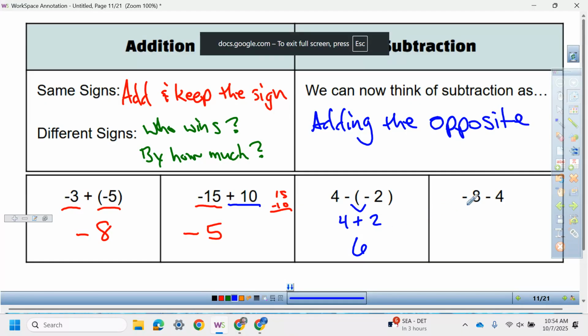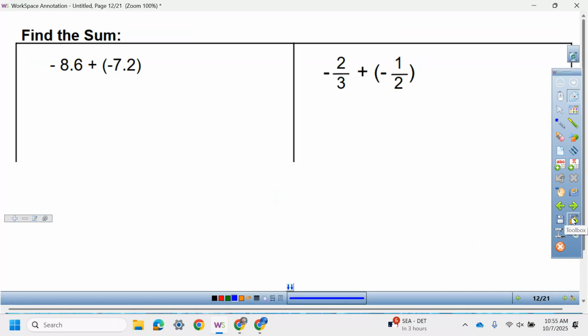And the last one here, we have a -8 minus 4. Again, instead of thinking minus, we can always add the opposite. So -8 plus -4, signs are the same, so I get a negative answer, and 8 plus 4 gets me -12. So what we're going to be doing now is using all of these rules, but with decimals and fractions.